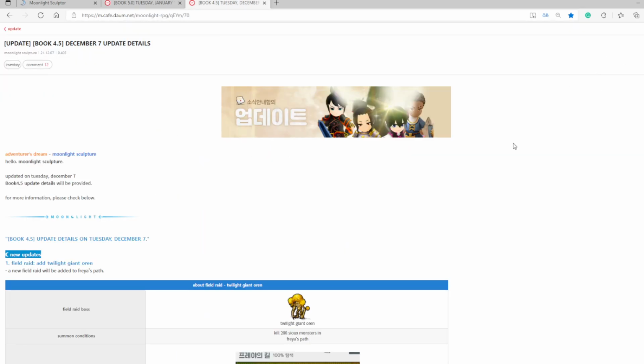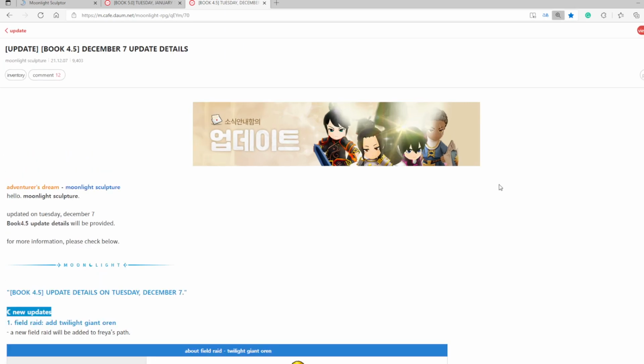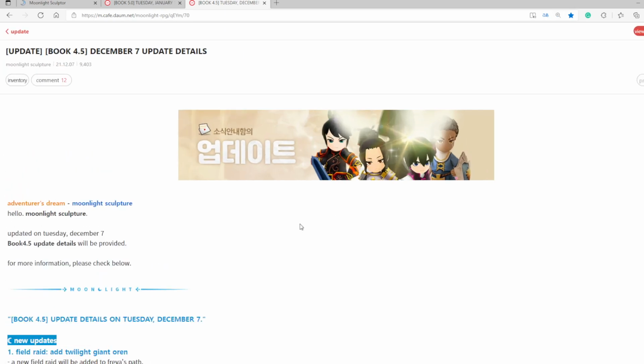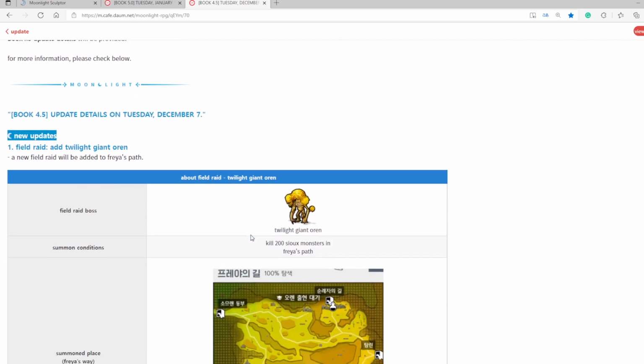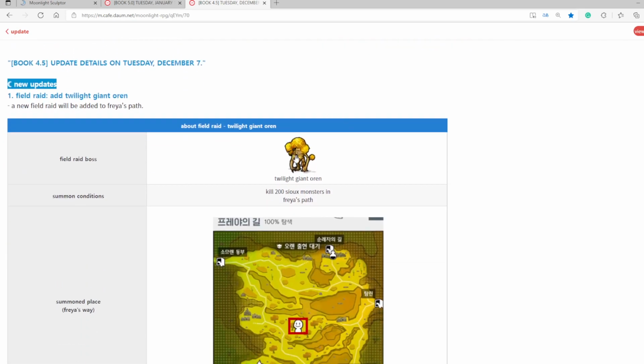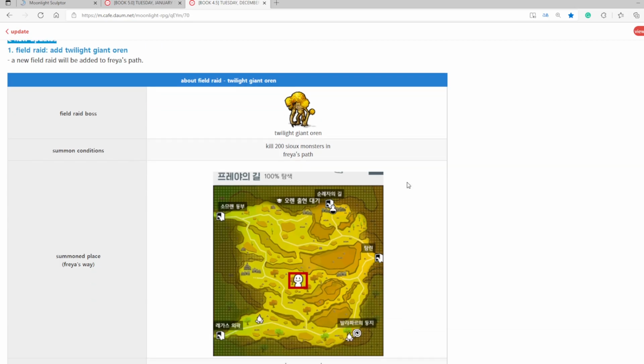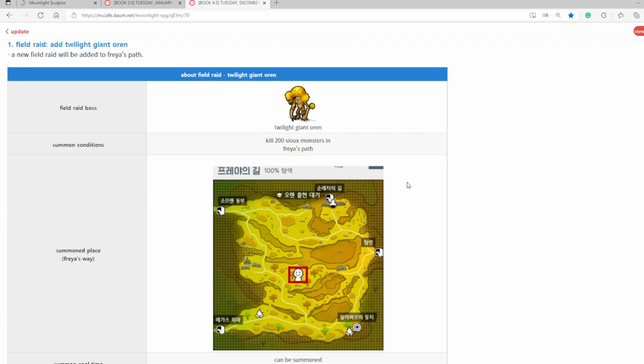So I use the Google translation here. Of course, the wording might be a bit different, but we kind of get the idea of it. So you can see here, this is the giant Orin which will appear at the Freya Road. The summon condition is quite easy. You just have to kill 20 of a specific monster in the Freya Road to summon it out.